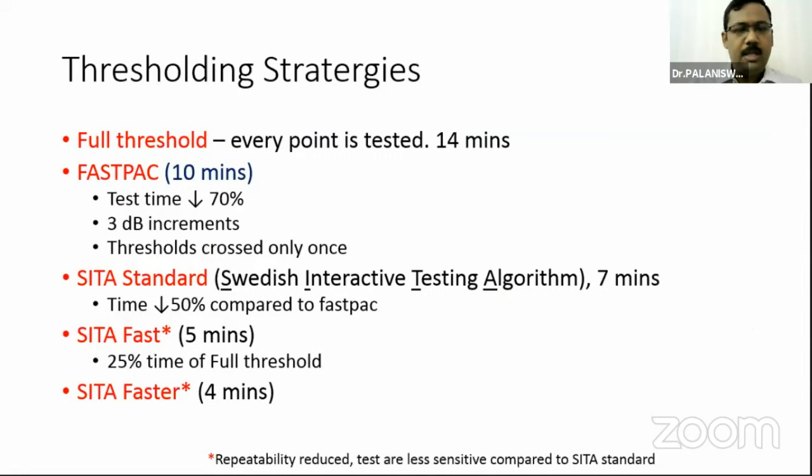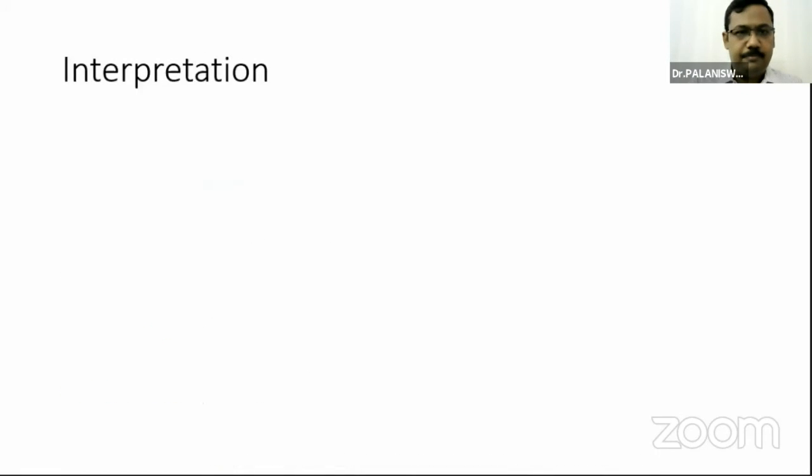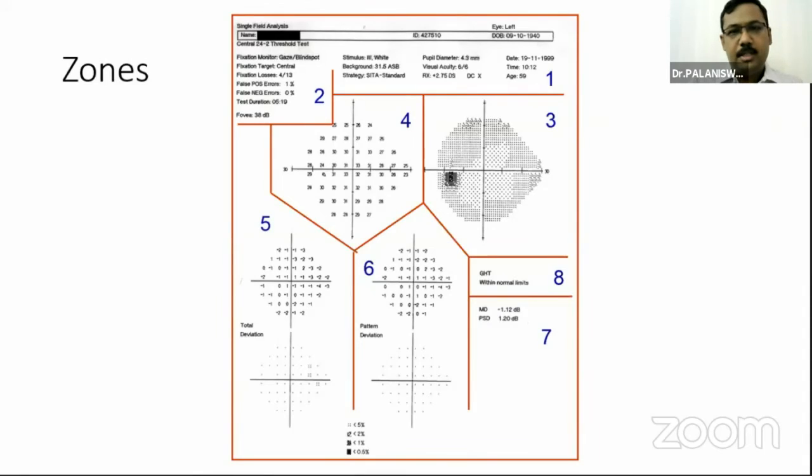We have multiple thresholding strategies. Initially, we had the full threshold. It took nearly 14 minutes. Now, in order to reduce the time, we have different algorithms such as the FastPac and the SITA. Coming to the interpretation, this is how the visual field printout looks, and there are multiple zones.